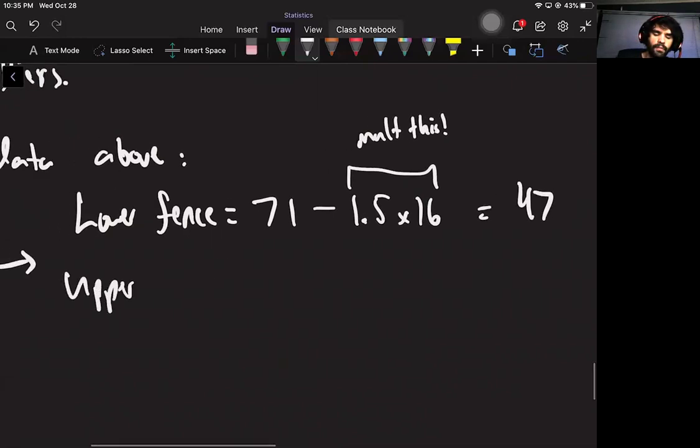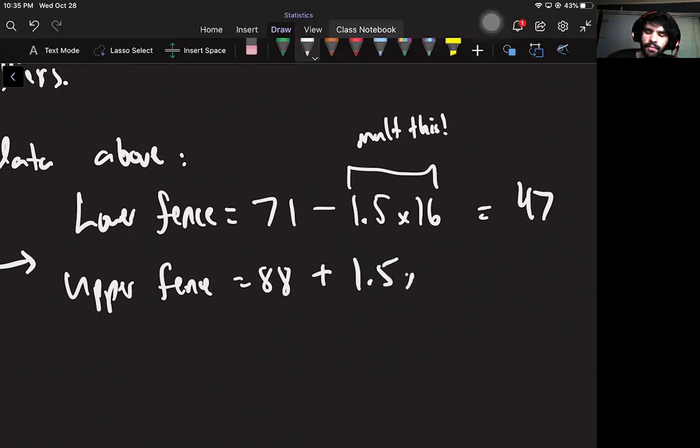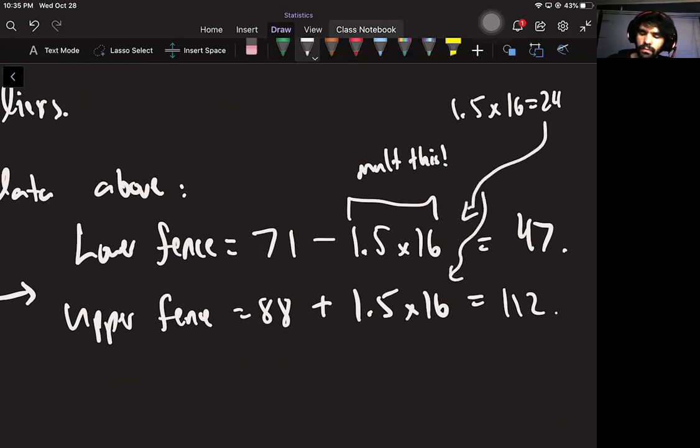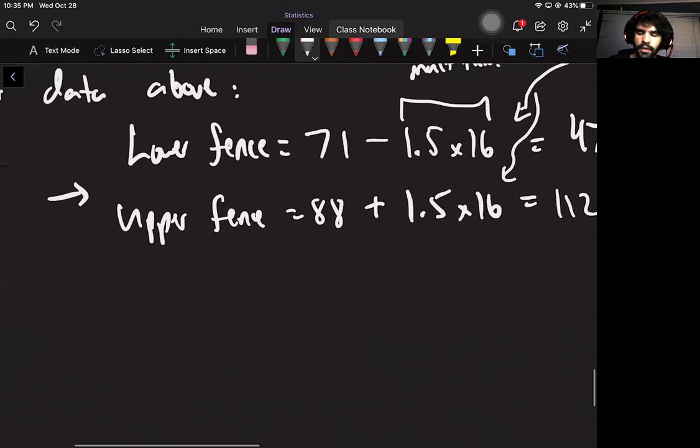The upper fence, same idea: 88, but now how much further above 88 can you go? Well, that same amount. So if you add it, you get 112. I think this is just 24, right? 1.5 times 16, yeah, that's 24. So what you're doing is subtracting 24 and adding 24, from the lower and the upper fence.